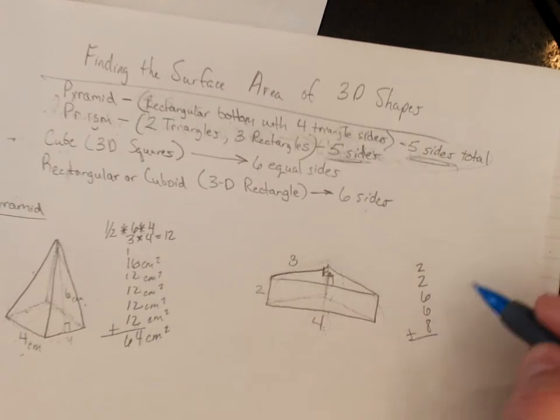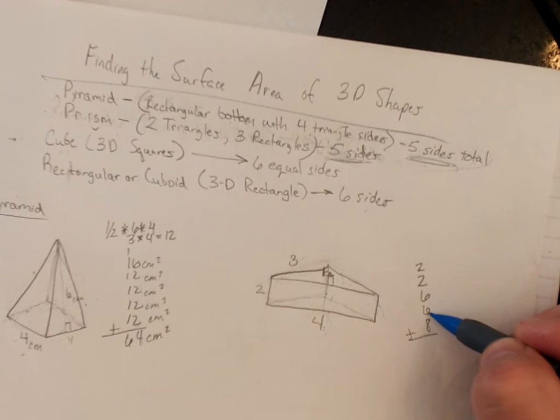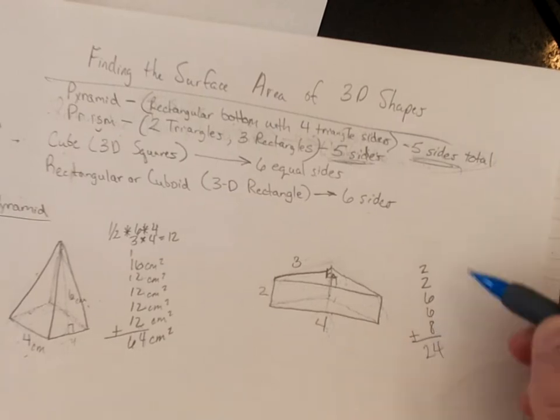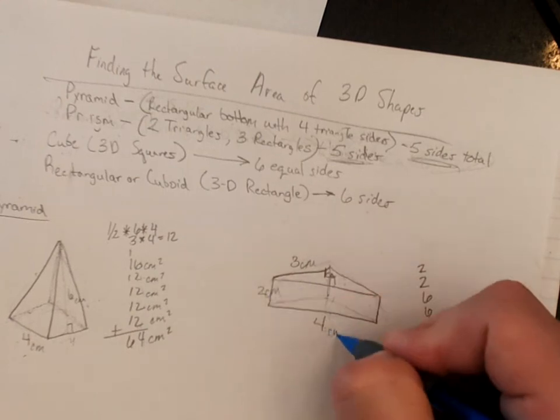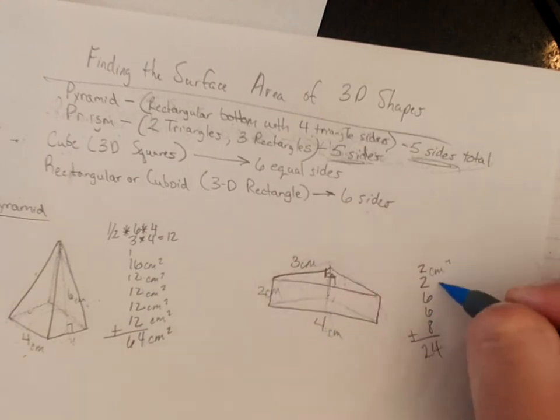You add them all together. 2, 4, 6 is 10. 10 plus 6 is 16. 16 plus 8 is 24. And of course, these are all centimeters. So that's centimeters squared for everything.